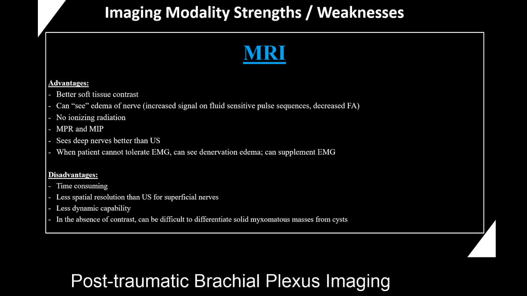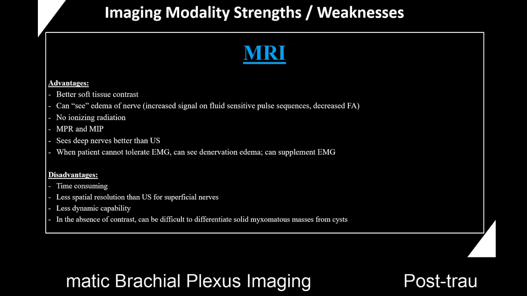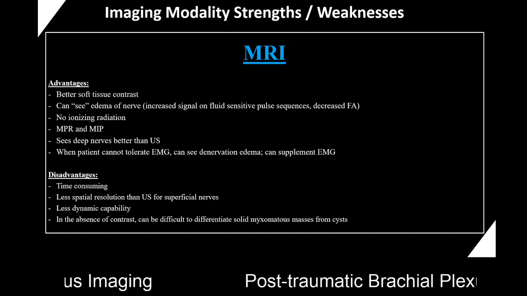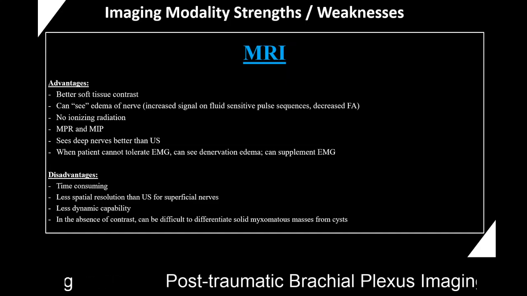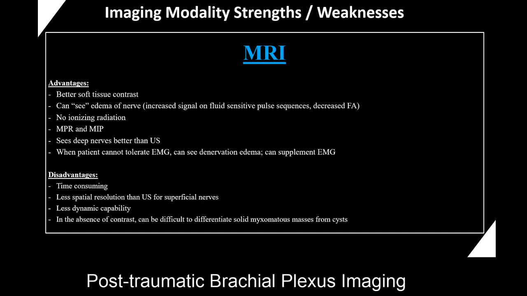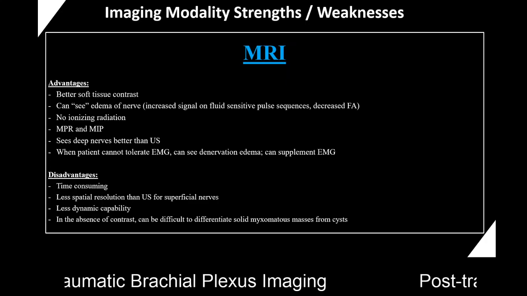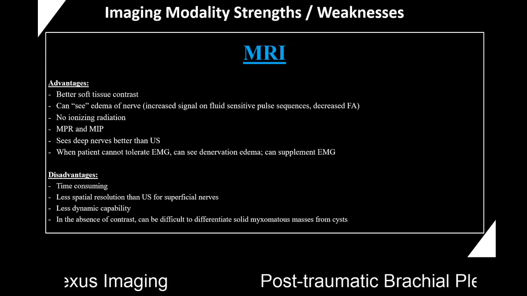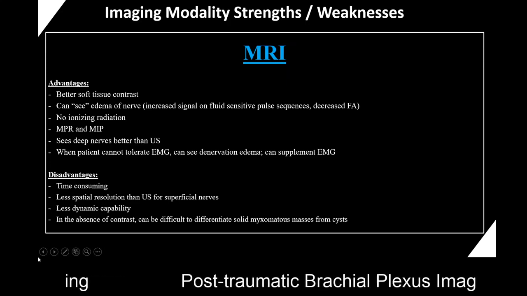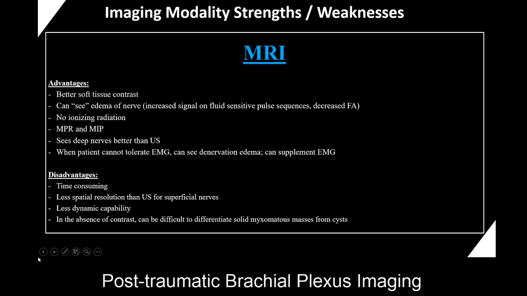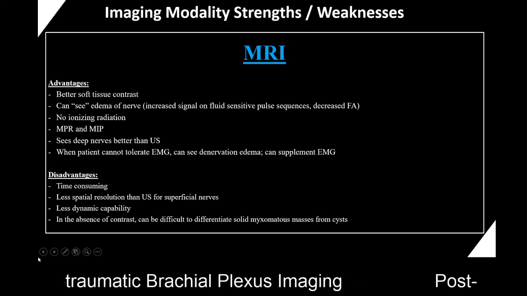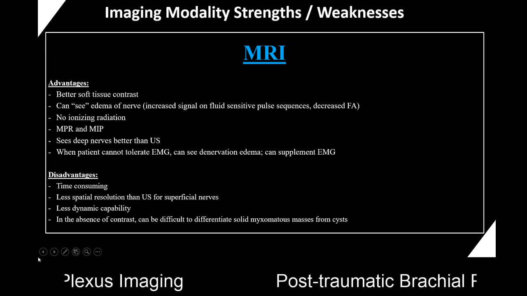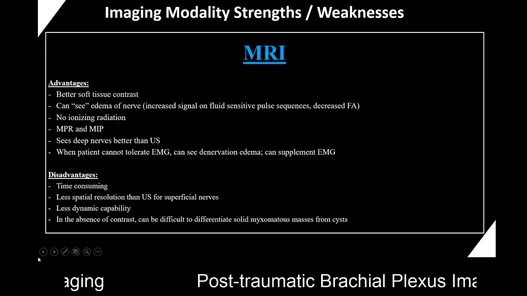MRI also has advantages and disadvantages, the advantage being the better soft tissue contrast. That's very, very important. It has the best soft tissue contrast between these three imaging modalities. We can "see" edema in the nerve, so this is represented as increased signal on fluid-sensitive pulse sequences, T2, STIR, and if we're using more advanced imaging techniques, we may see a decrease in the fractional anisotropy when nerves are injured. There is no ionizing radiation. We can do 3D imaging and create maximal intensity projection and multiplanar reformatting type images so that we can really lay out the entire course of a nerve within our field of view. We do have the ability to see nerves that are deep in the body, so that's an advantage over the ultrasound. When a patient cannot tolerate an EMG study, we can look for denervation changes in the affected limb. I'll describe this in a little bit more detail.